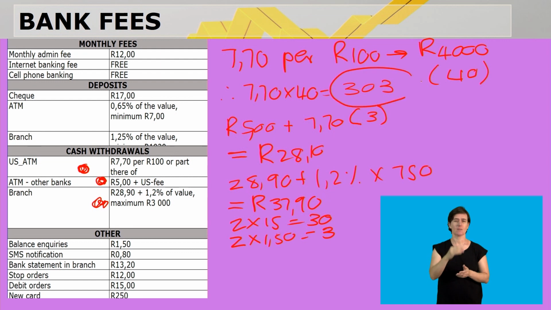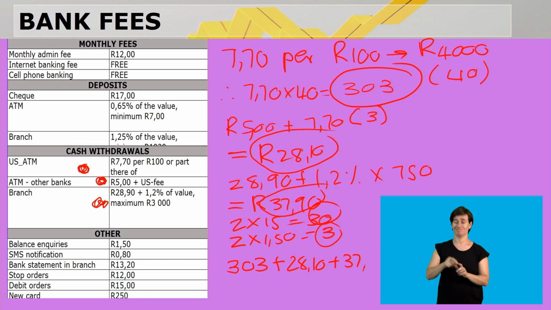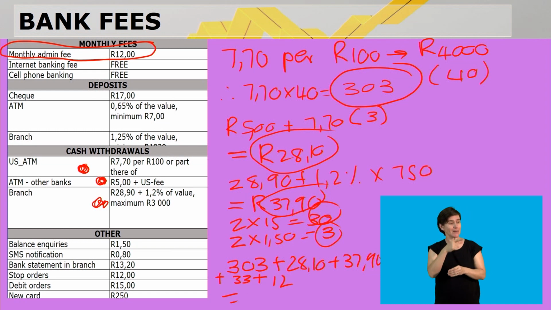So now what we need to do is take those and add them together. So it's the 303 Rand plus the 28 Rand 10 plus the 37 Rand 90 plus the 33 Rand, and also the monthly admin fee of 12 Rand. And then we quickly punch that into our calculators. And that brings us to a total of 490 Rand for the month.